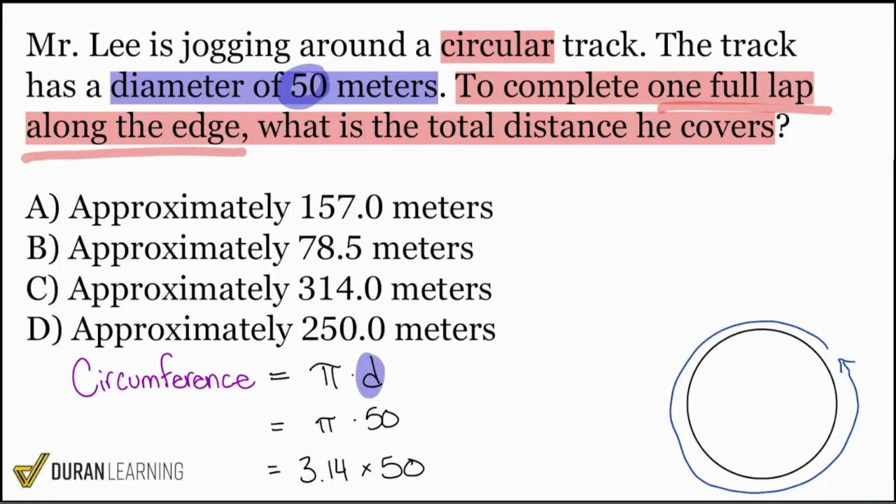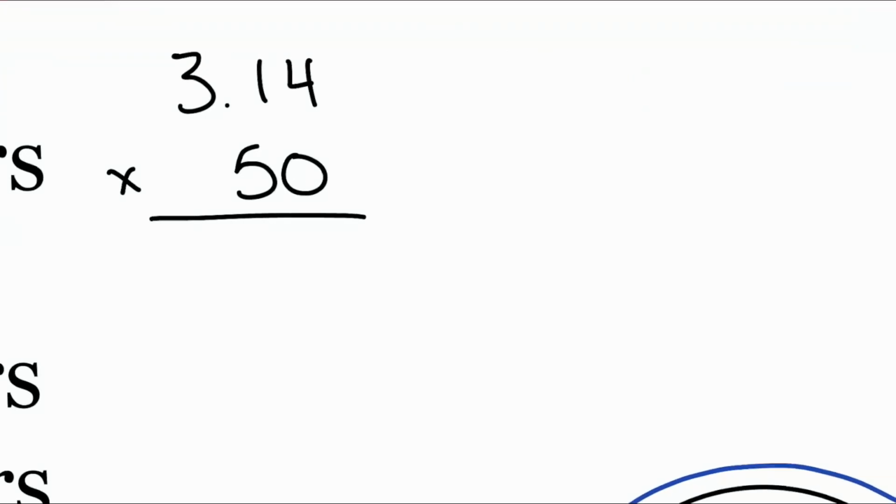Sweet. Let's give it a shot here. So this is going to be a nice little refresher on dealing with decimals and multiplication. So we are going to do 3.14, and we're going to be multiplying that by 50. So here's a quick refresher on multiplying by decimals, everybody.